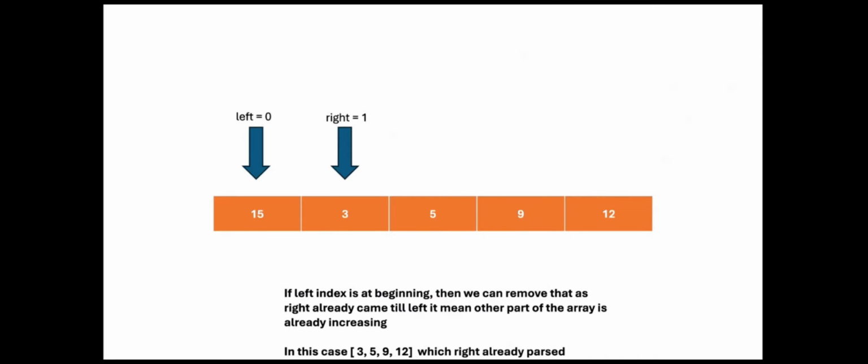If the left index is at the beginning, then we can remove that because right has already come till left, because the difference is 1, right? So if we remove the element at the left index, which is 15, then the rest of the array, 3, 5, 9, 12, is strictly increasing, because the right pointer already passed and came till 3 from the end. So in this case, we will return true.